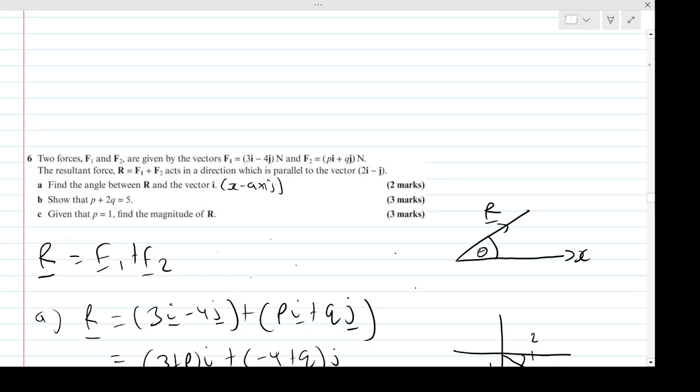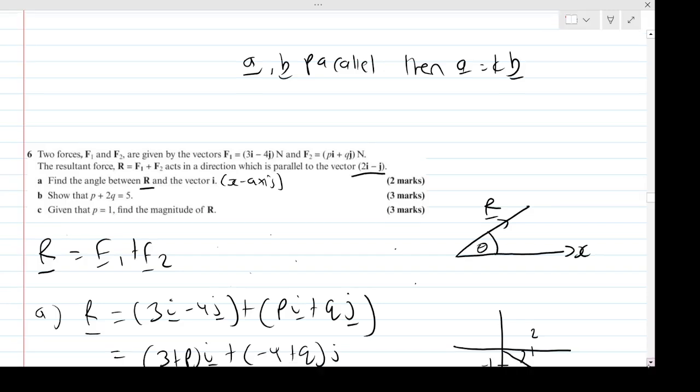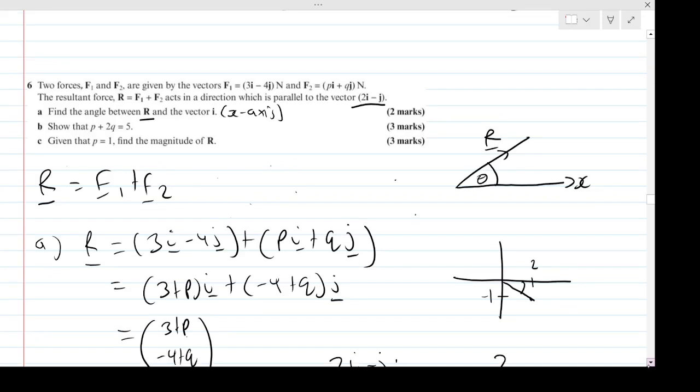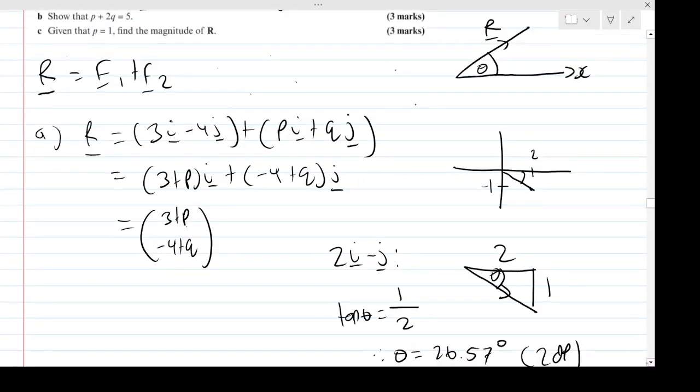Now, I also said that in order for two vectors to be parallel, they're multiples of each other. So if we have two vectors A and B that are parallel, then they're scalar multiples. So A is going to be a multiple of vector B, and that would mean they're parallel. We're going to do that here then. So R is parallel to the vector 2i minus j. But we worked out R already. R is this, 3 add P, minus 4 add Q.